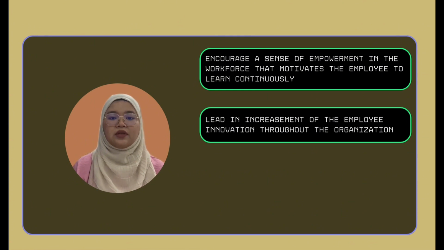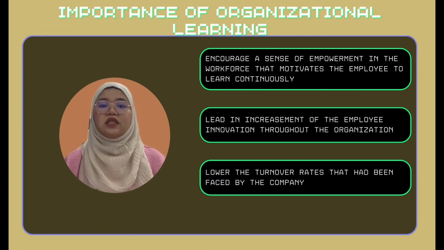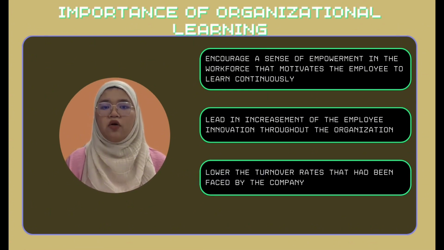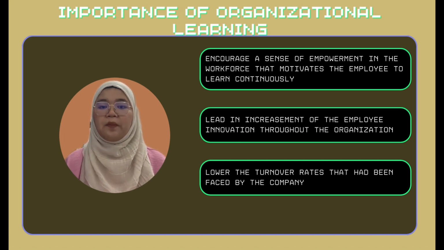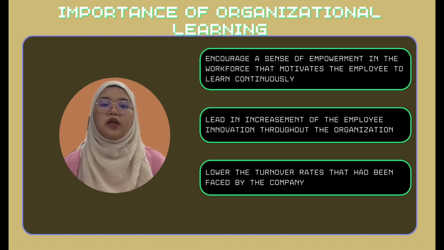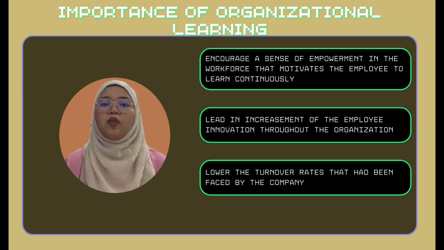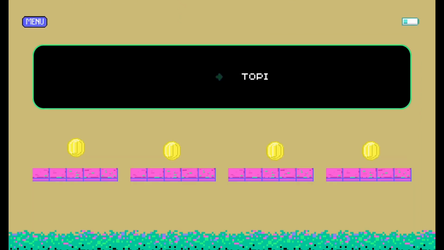for the company. Aside from that, organizational learning can also lower the turnover rates that have been faced by the company. When the company implements organizational learning, the employees will always gain new knowledge and can improve their skills. Therefore, they choose to stay in the company as they know the working environment in that company is good in advancing their skills.